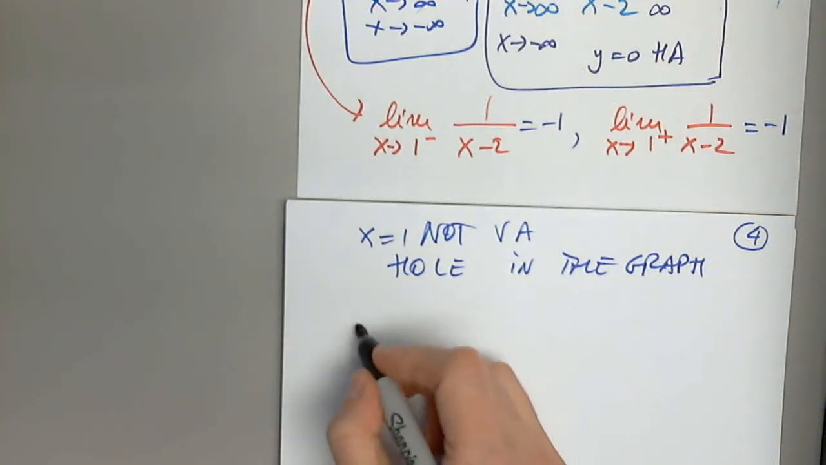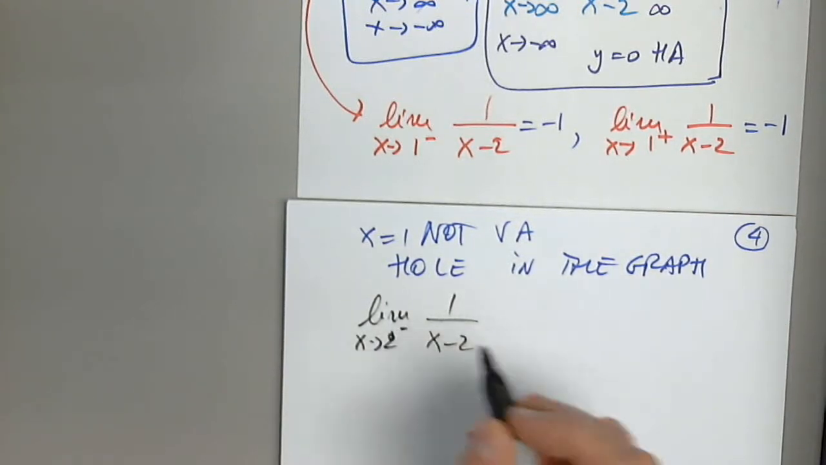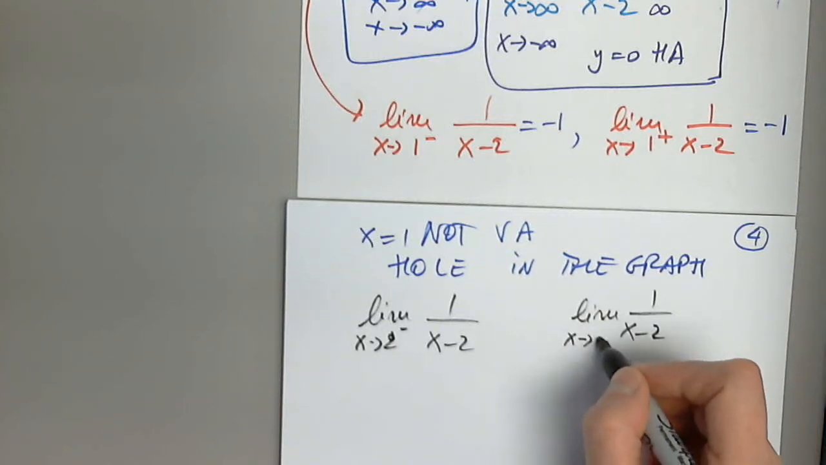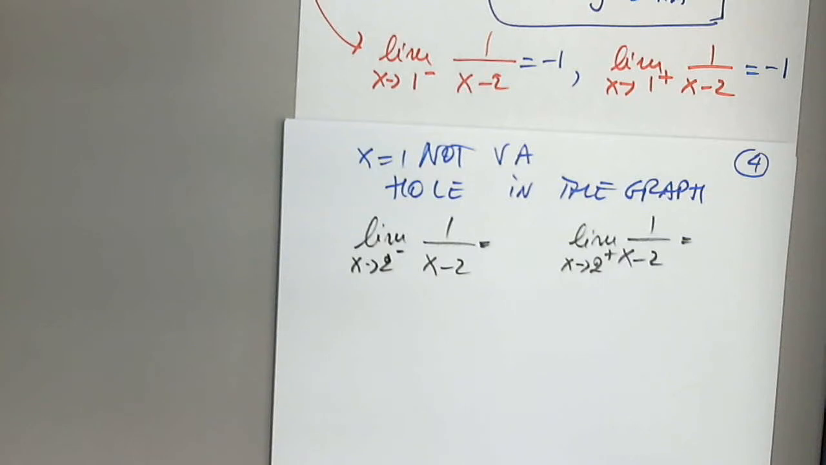Okay, so finally we have the limit of 1 over x minus 2 as x approaches 2 from the left, and the limit of 1 over x minus 2 as x approaches 2 from the right. What do I write? 1 over 0, which I know is either infinity, negative infinity, or does not exist. Indeed, 1 over 0 in both cases.